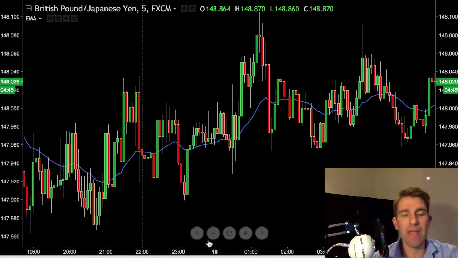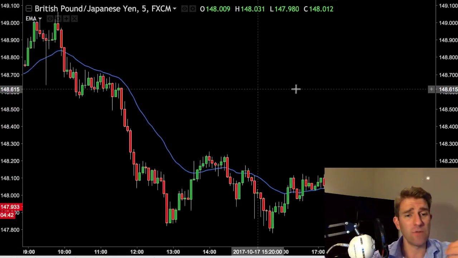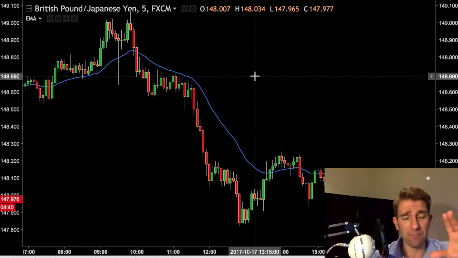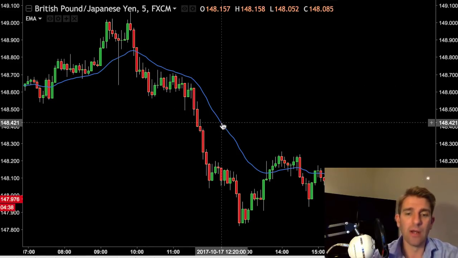Okay, let's look at some more. And also, don't forget, guys, you can flip it. So if it's to the downside and you get that pin bar shape to the downside, then you take it.